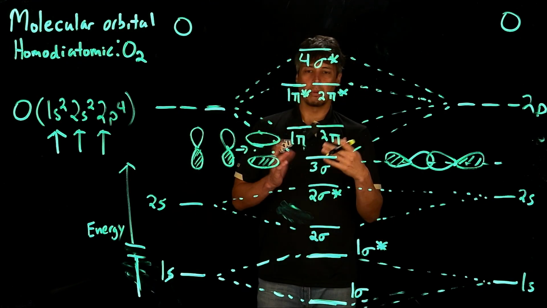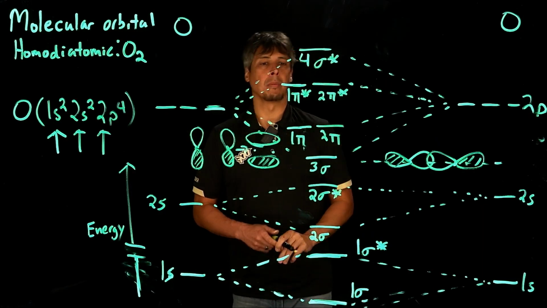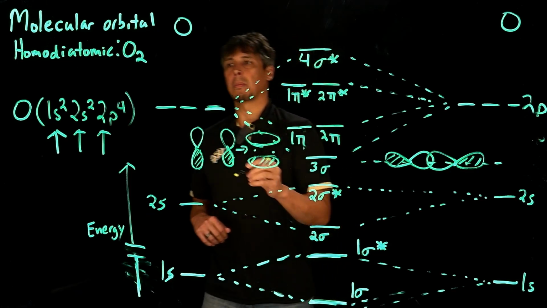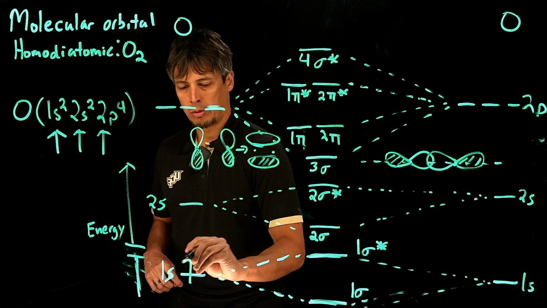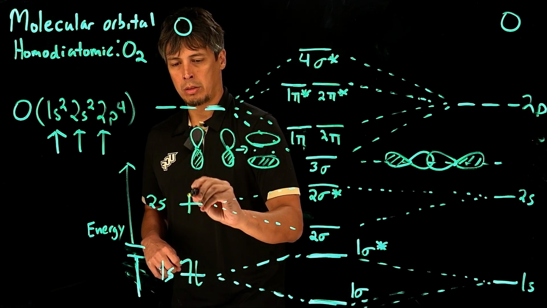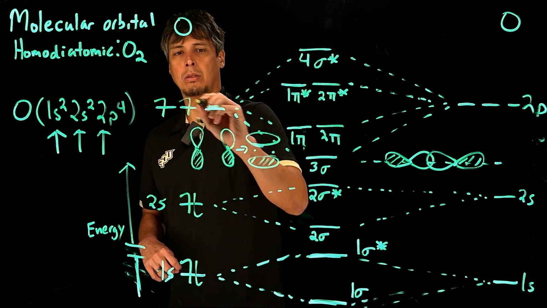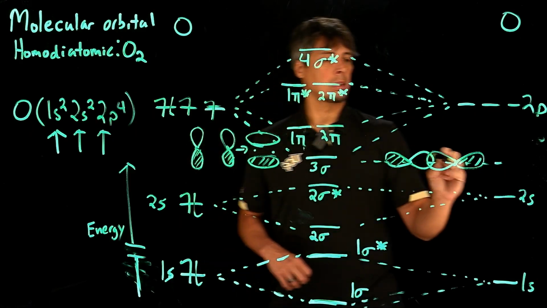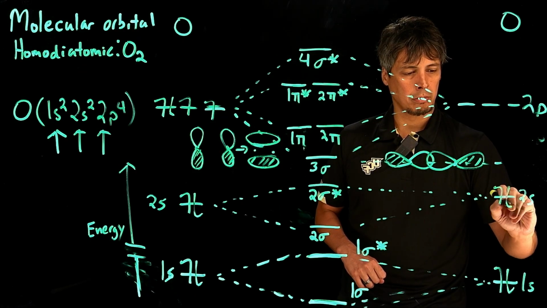Okay, and so what we end up with here, right, is our energy level diagram. For each of these oxygen atoms contributes, right, you have 2 electrons in the 1s2, 2 electrons in the 2s2, and then 1, 2, 3, 4 in the p orbital manifold.